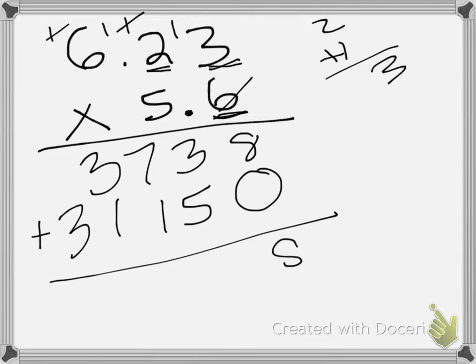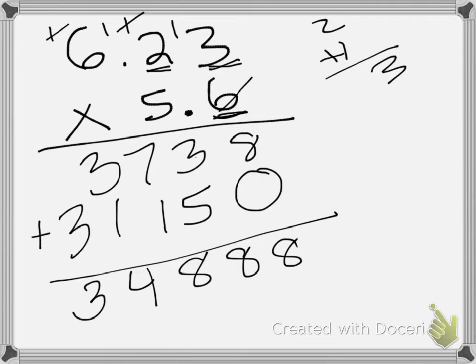We have 8 and 0 is 8. 3 and 5 is 8. 7 and 1 is 8. 3 and 1 is 4. And 3 and nothing is 3. Based on our estimate before, we know that our answer is going to be somewhere between 30 and 36.